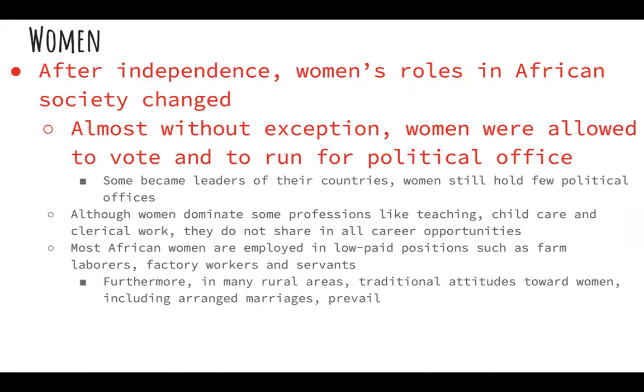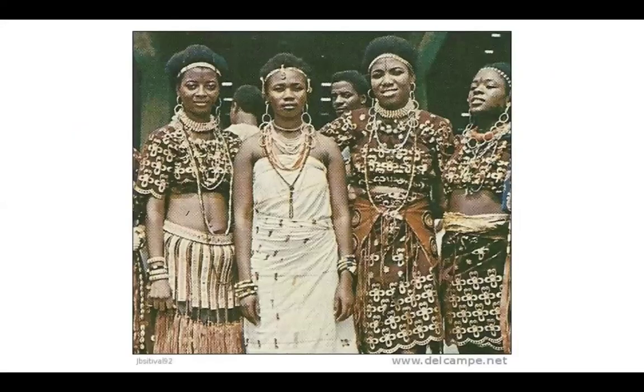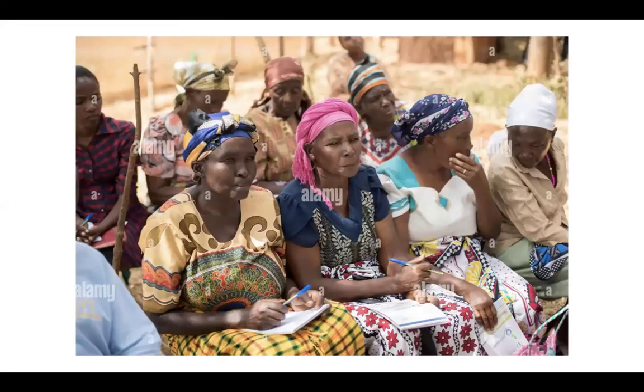All right, women. So after independence, women's roles in African society changed. Almost without exception, women were allowed to vote and to run for political office. Some became leaders of their countries, but women still hold few political offices. Although women came to dominate some professions like teaching, childcare, and clerical work, they do not share in all career opportunities. Many African women are employed in low paid positions such as farm laborers, factory workers, and servants. Furthermore, in rural areas, traditional attitudes toward women, including arranged marriages, still prevail. So here's some African women. I looked up a picture of African women voting.